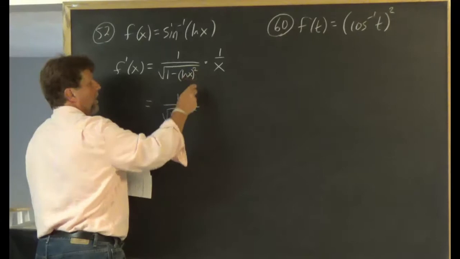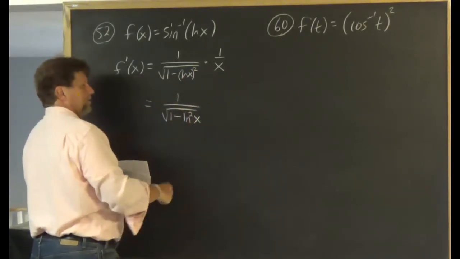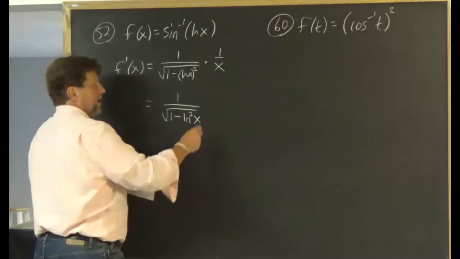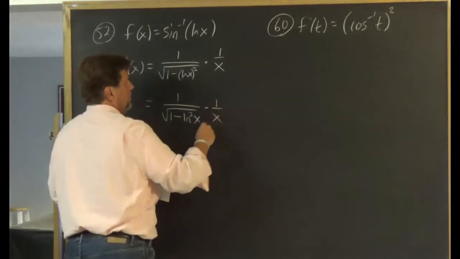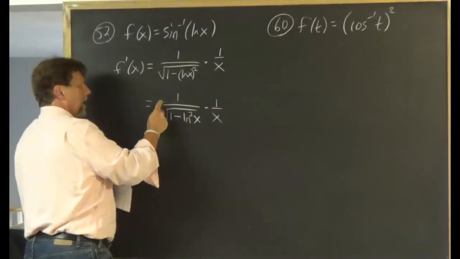ln x, that quantity squared, some people write that like that. Natural log squared x. You don't have to do that. I'm happy with this. I'm happy with that.